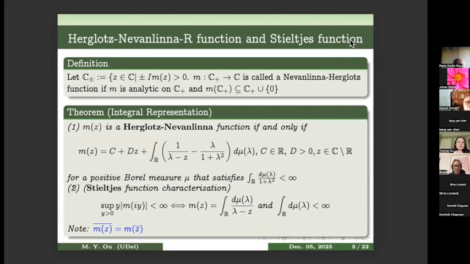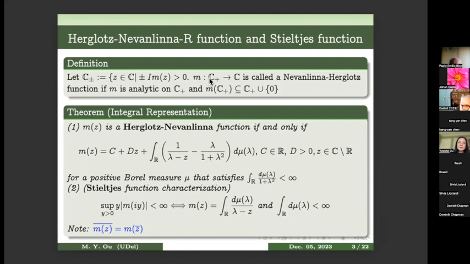So as you can see, this is an introduction of the Herglotz-Nevanlinna function, and it has a lot of names. It can be called an R function, Pick function, depending on whether you look at the upper half plane or the interior of a unit disk. In my notation, I stick to the half plane, so C plus and C minus. C plus corresponds to the upper half plane, and C minus corresponds to the lower half plane on the complex plane. And I have a function M.